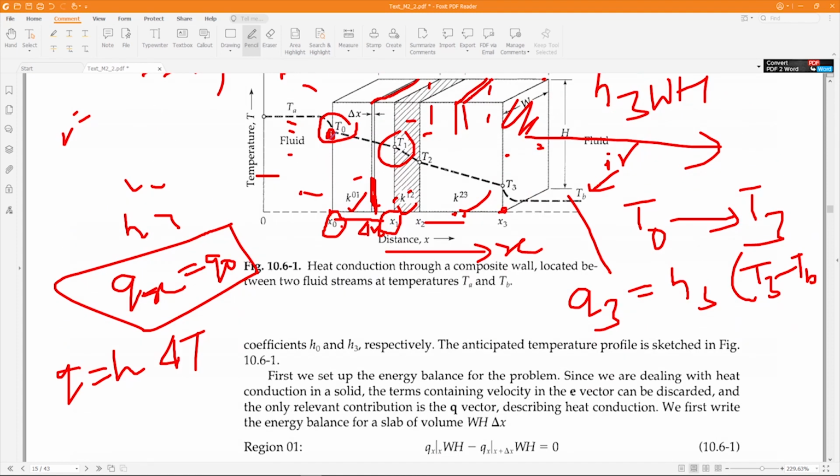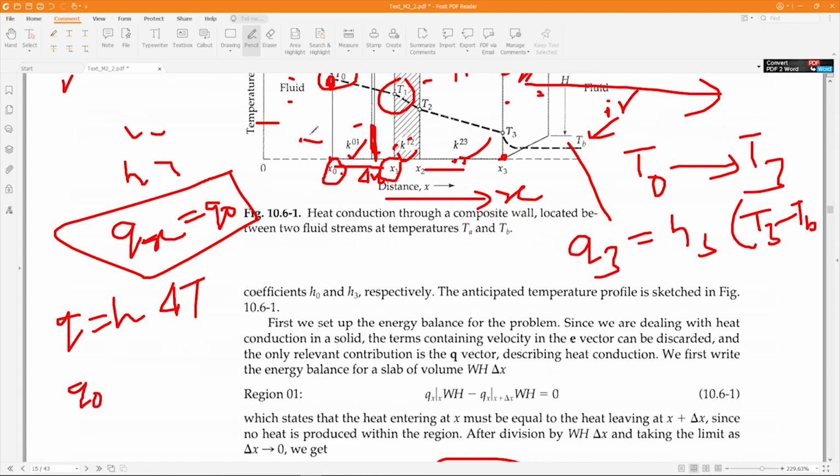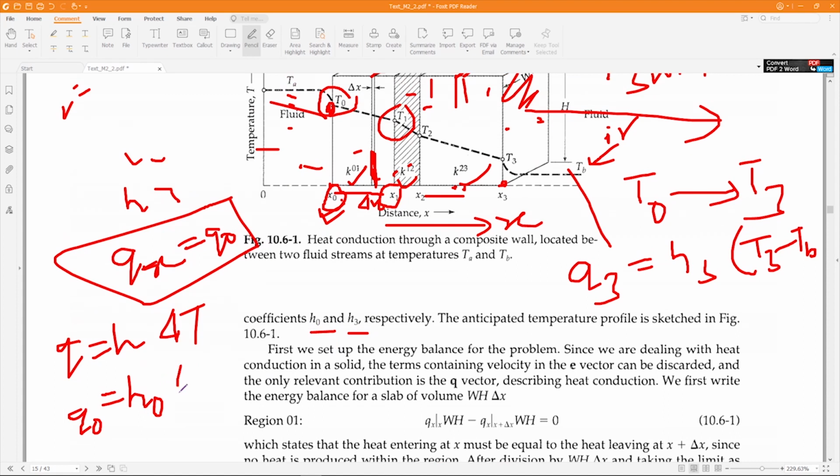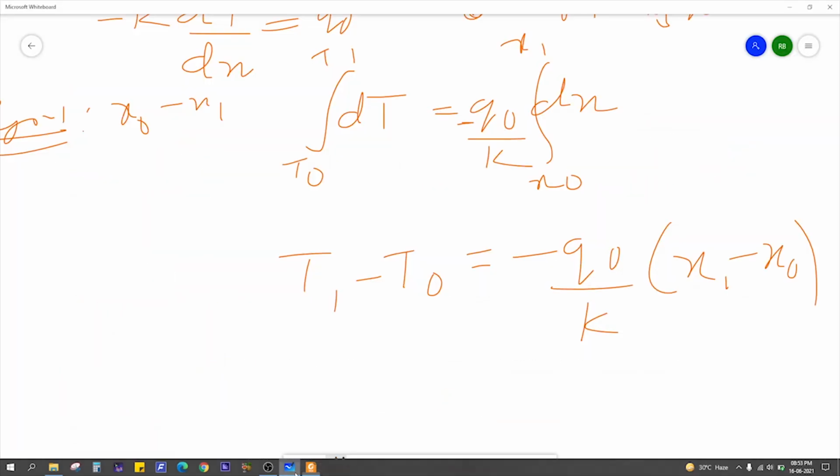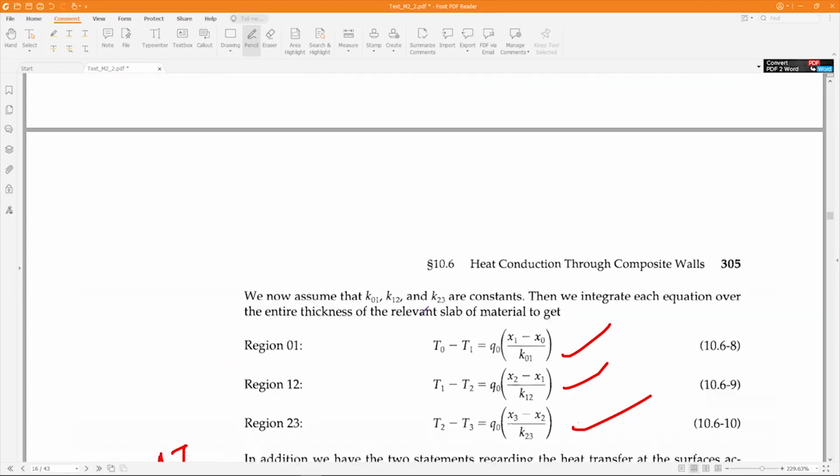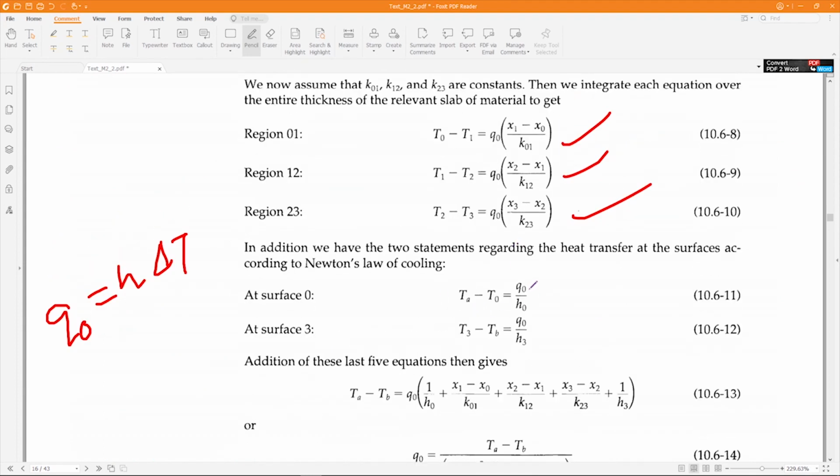So for this point, what will that be? Let's say the flux is q naught, because it is x zero, equal to h naught, the convective heat transfer coefficient, which is already given here, times delta T, which will be Ta minus T naught. So q naught is nothing but h naught times Ta minus T naught. Rearranging, Ta minus T naught is nothing but q naught by h naught, right? So the main point is to write everything in terms of known values.